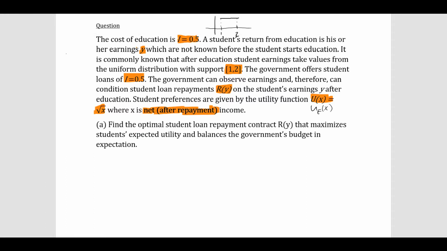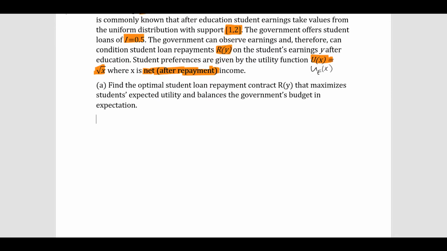Find the optimal student loan repayment contract R of Y that maximizes students' expected utility and balances the government's budget in expectation. So this is basically an optimization problem. To do an optimization problem, we obviously need some function that we want to maximize or minimize. And we need a constraint, something else about the situation that gives me a little bit more info. So first of all, I need the function that I want to maximize. Well, I want to maximize the student's expected utility.